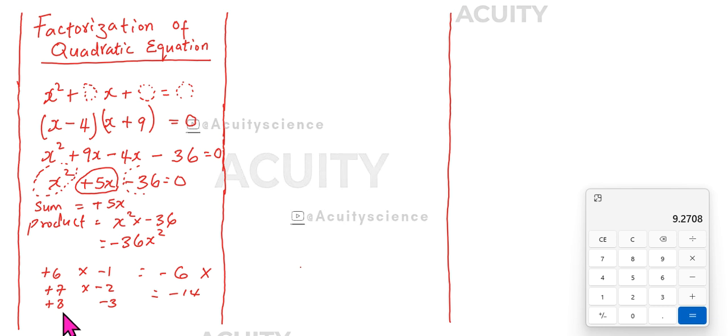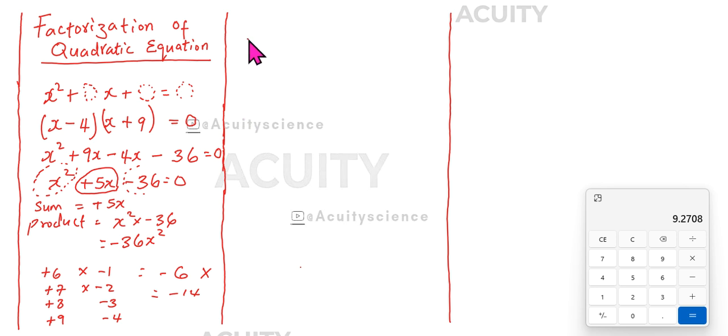No, that will not work. And I'll increase this to plus 9, this to minus 4. So I'm increasing them by 1, maintaining that difference of 5. And this works because 9 times 4 is perfectly 36. So these are the two numbers I want. So what would I do? I'll replace this sum by the two numbers.